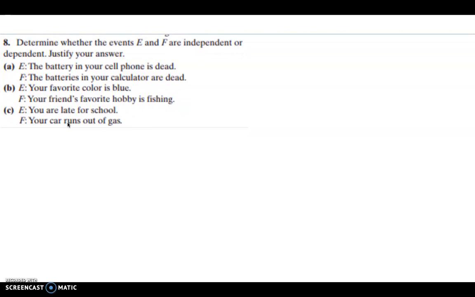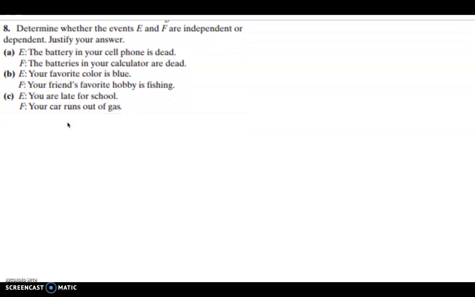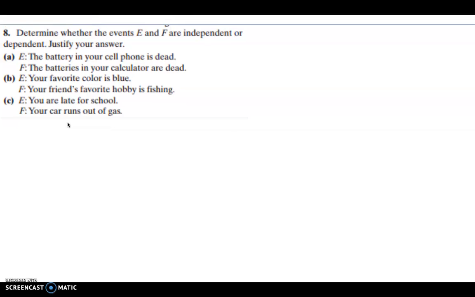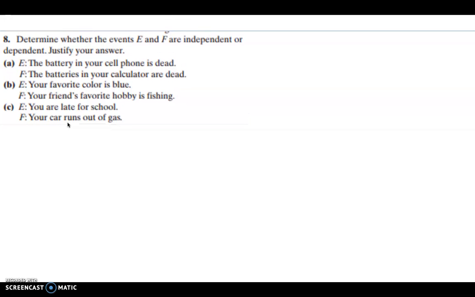Okay, so let's determine whether or not a couple of these are independent or dependent. So the first one, event E, the battery in your cell phone is dead, and F, the batteries in your calculator are dead. Well, the fact that the batteries in one device are dead does not affect whether or not the batteries in another device are dead. So those would be independent events, because the probability of one happening does not affect the probability of the other.